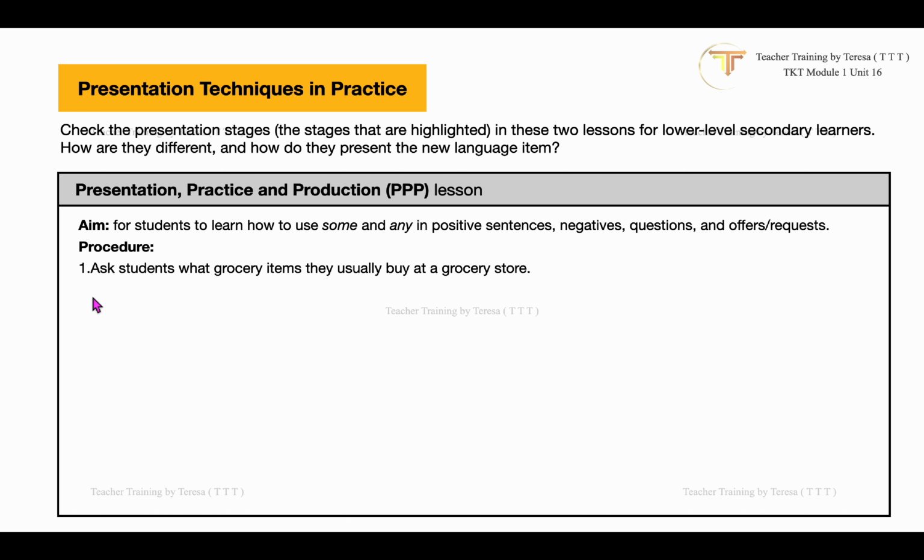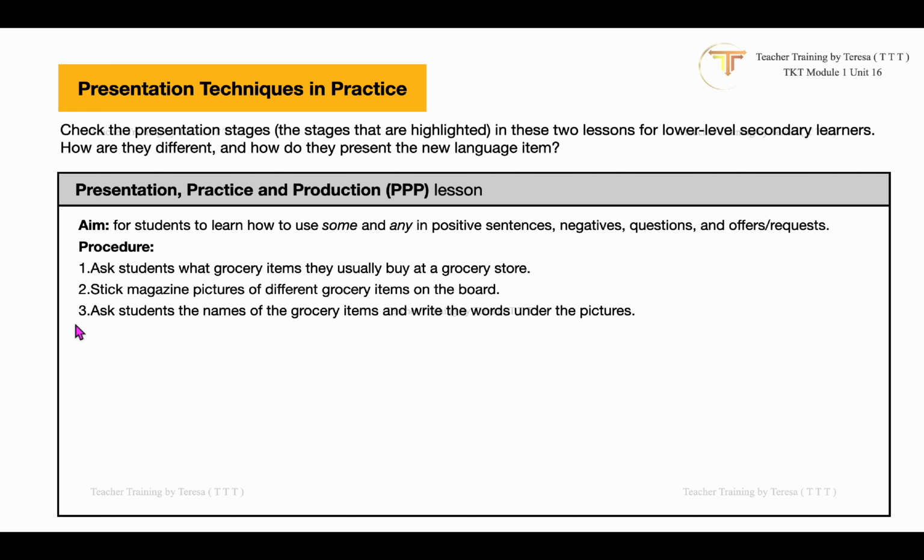Procedure. 1. Ask students what grocery items they usually buy at a grocery store. 2. Stick magazine pictures of different grocery items on the board. 3. Ask students the names of the grocery items and write the words under the pictures.